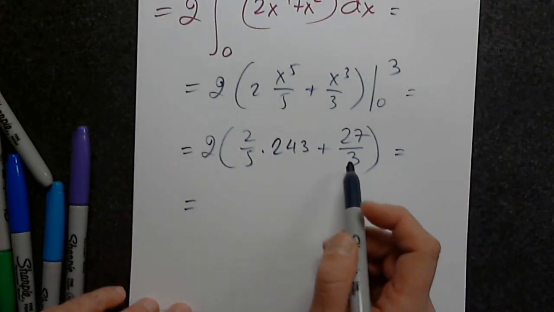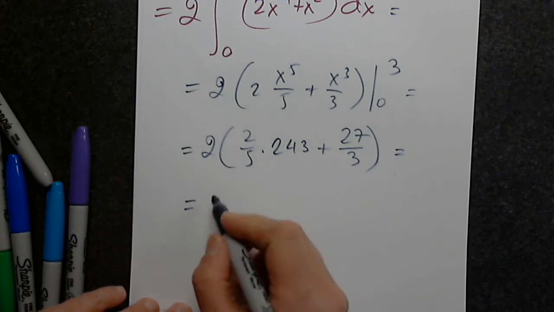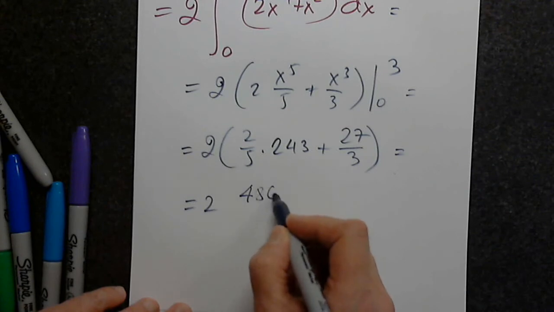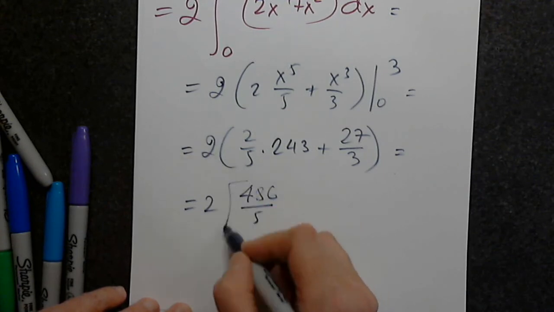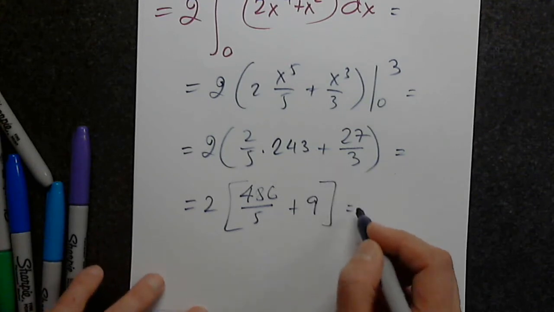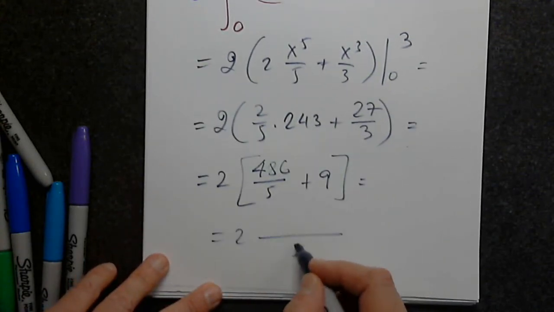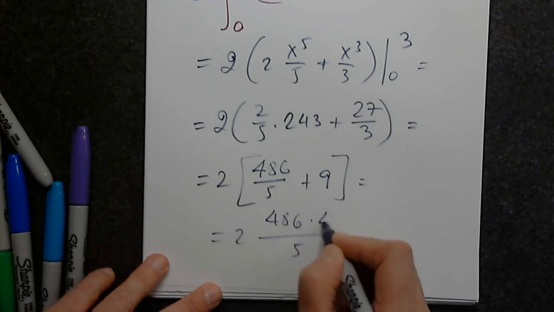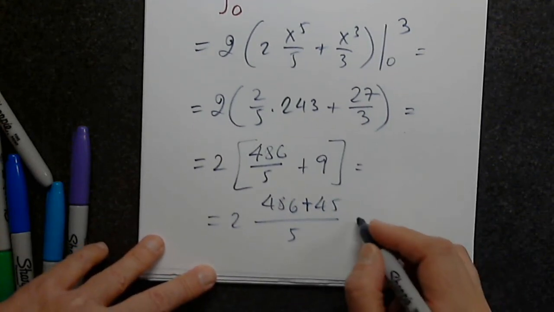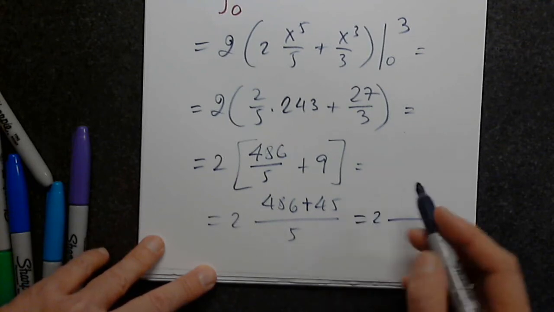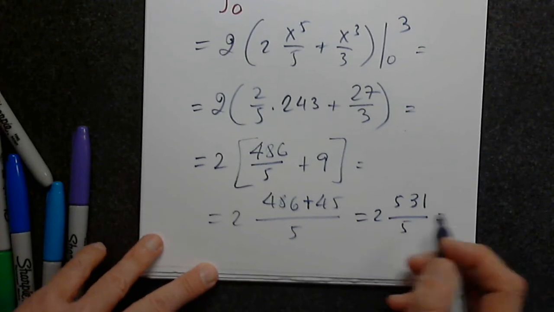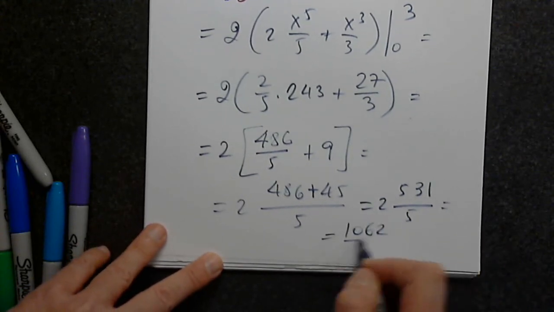So, 486 over 5 plus, that's 9. So 486 over 5 plus 9. So 486 times 45. No, not times, but plus. So 2 times, what is this? Okay, 1062 over 5.